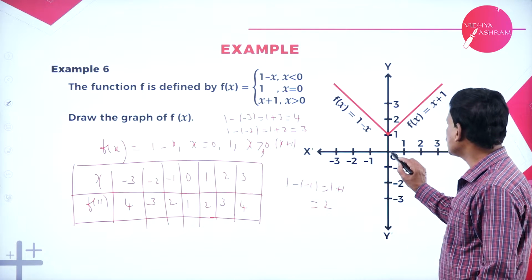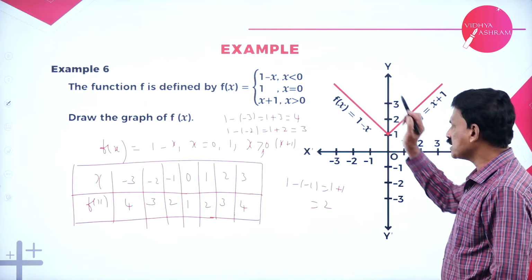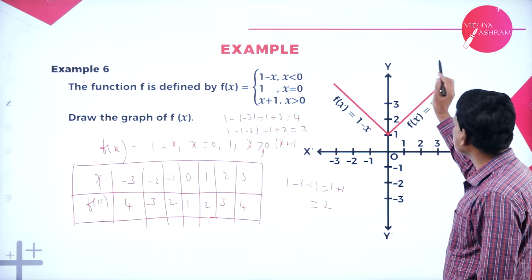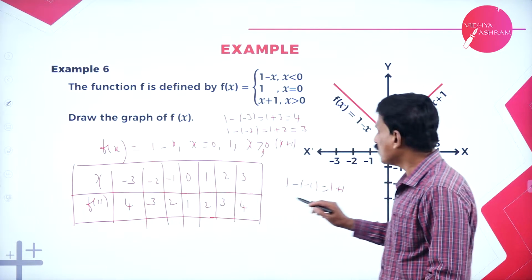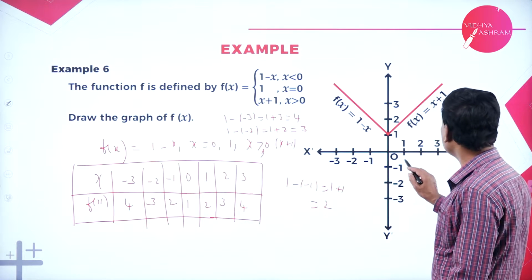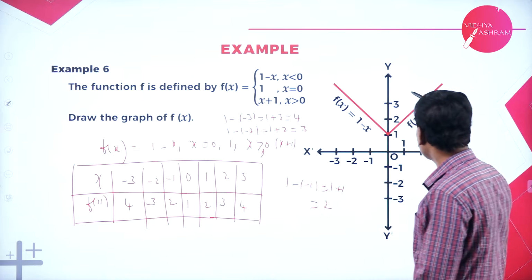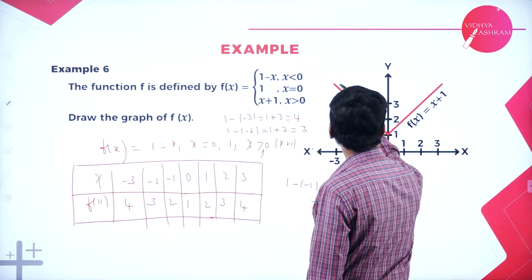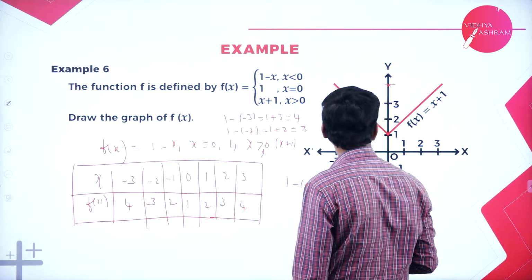Now let us write the values here. x is equal to 1, 2, 3, 4, 5, minus 1, minus 2, minus 3 and minus 4, and plus 1, plus 2, plus 3. Now, what are the values? When x is equal to minus 3, f of x is plus 4. Somewhere here you are going to get this point.